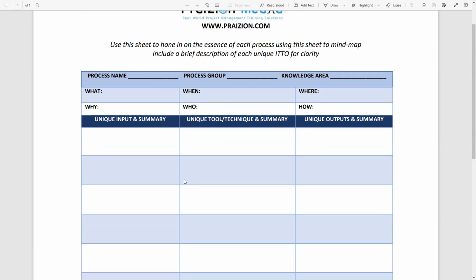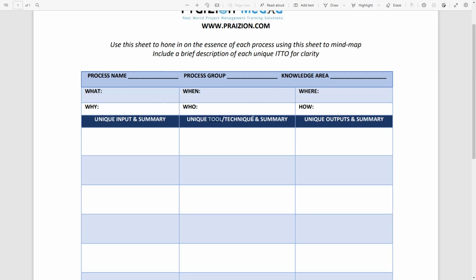When you're done with that first analysis, go into more details if you haven't already written down the name, process group, the knowledge area, then go into the unique inputs. If an input says project management plan, project document, EEF, OPA, it's not unique. You want to look for the unique mentions, if any, and those are sometimes hard to find. For example, a business case does not come up in every process. I would write business case down in this box and then put a summary of what the business case is.